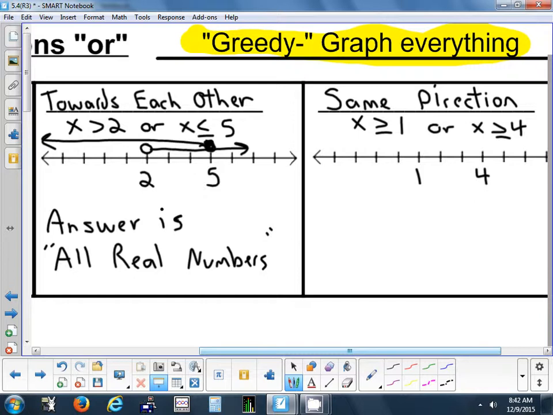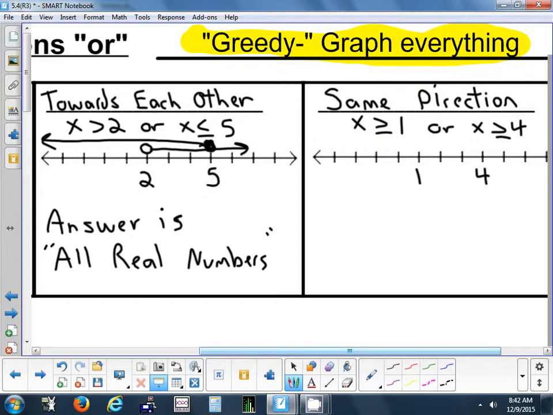Maria, to graph this, what am I doing? From what number? What kind of dot? Closed, going this way. Remember, which line do you think I want to graph? The one that Ryan said, closed dot, going to the right, or the one that Maria said, closed dot at 4, going to the right? Remember, it's an or. I'm greedy. Which one do you think I want to graph? Do I want to graph this one, or this one? Which one do I want to show up on my graph?